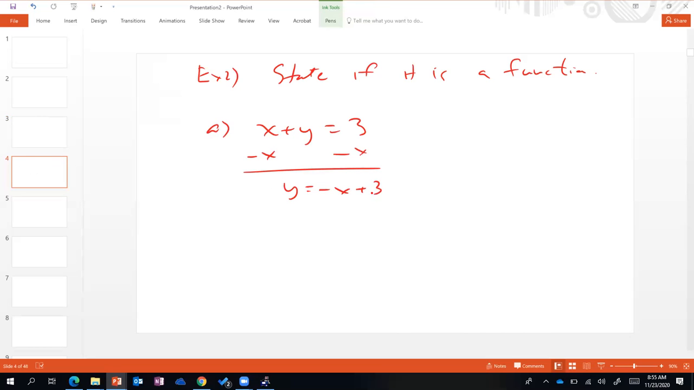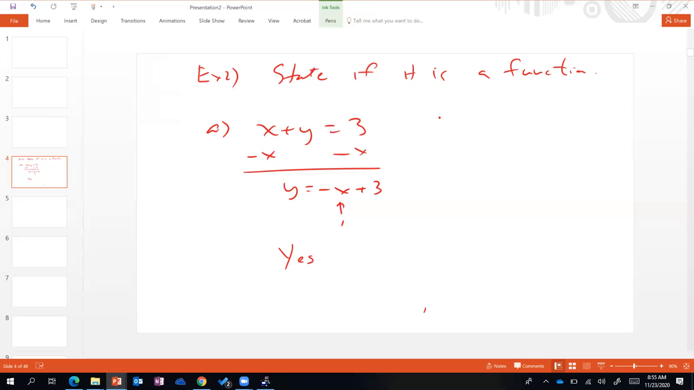kind of think to ourselves here. If I put in a single value for x, do I get out only one value for y? So let's say this is like a 1 in here. If I put a 1 in there, boom, I get myself a 2 out of it. Is that right? I put a 2 in there, I get myself a 1. I put a 10 in there, I get myself a -7. So notice for every single x, I just get one single y out of it. Good? So yes, this is a function.